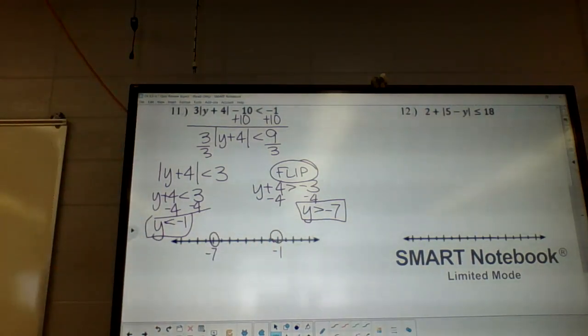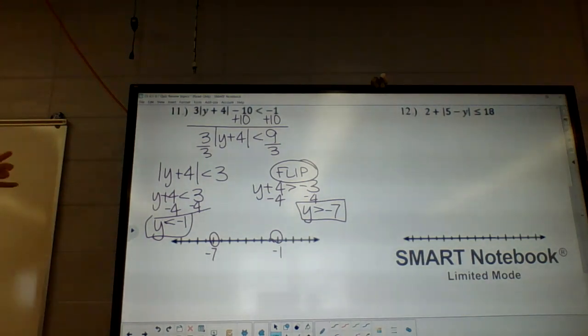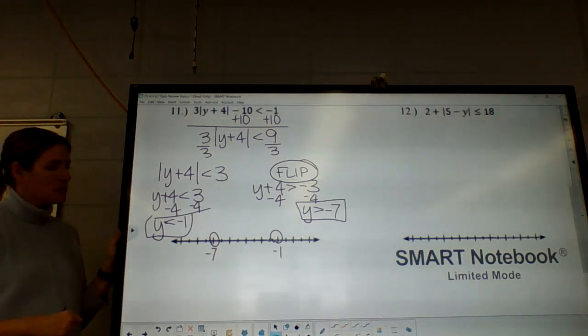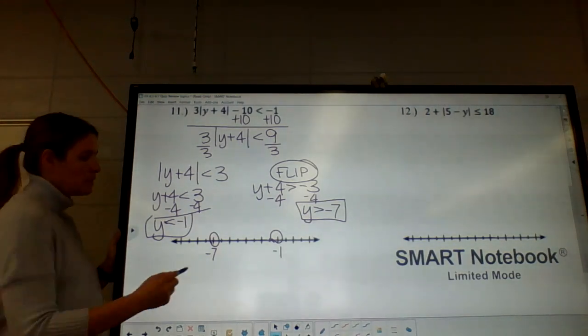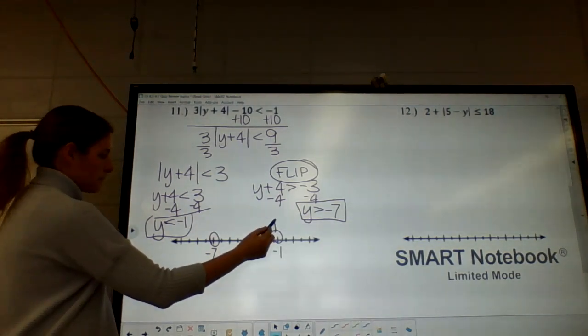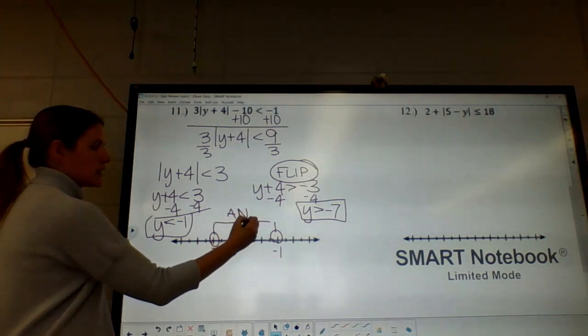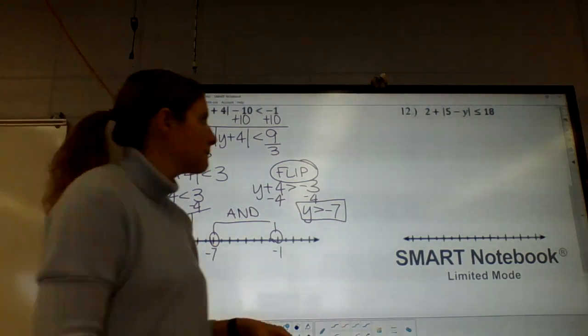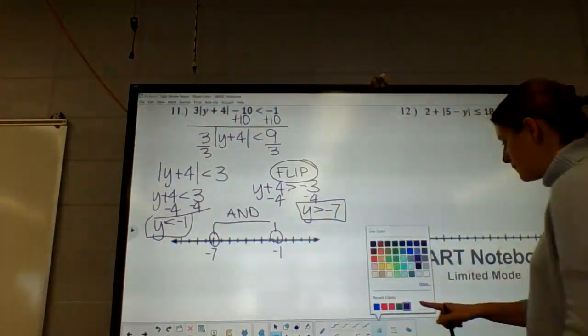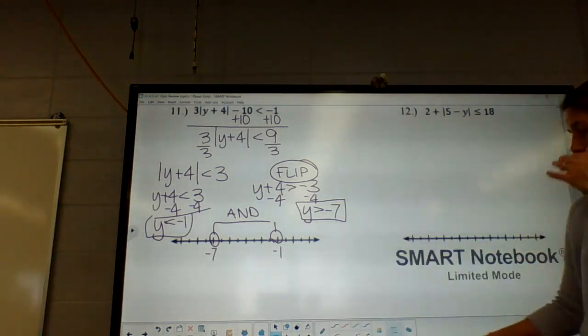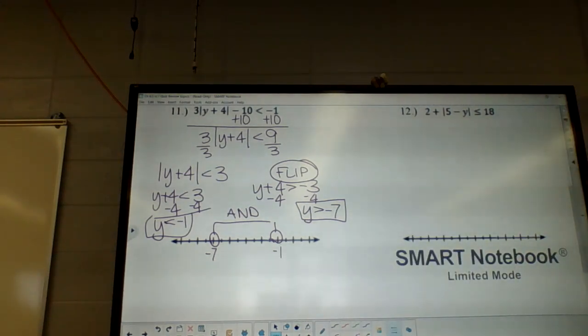I'm going to do open circles. Now it's less than negative 1 but greater than negative 7. So what do we have in this case? It's going to be going together. Less than negative 1, greater than negative 7, so this is an and. I just remember because the open ones go together, but that's not necessarily a pattern you can always assume. Okay.